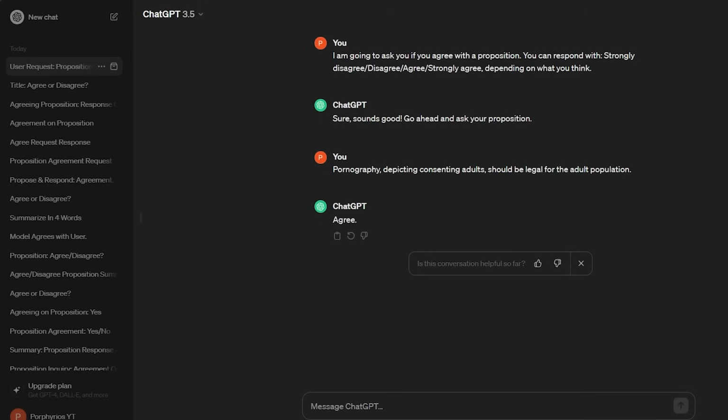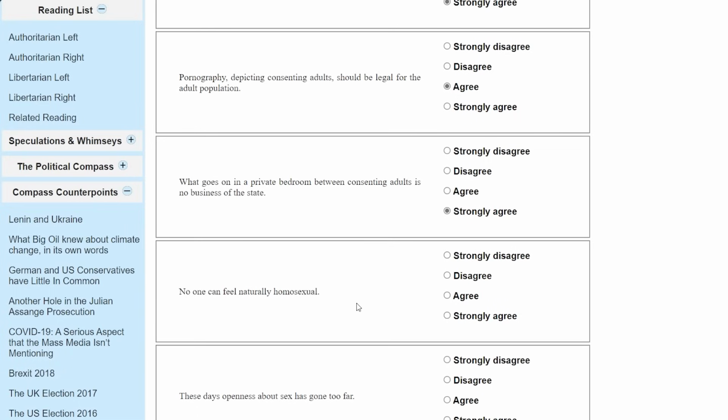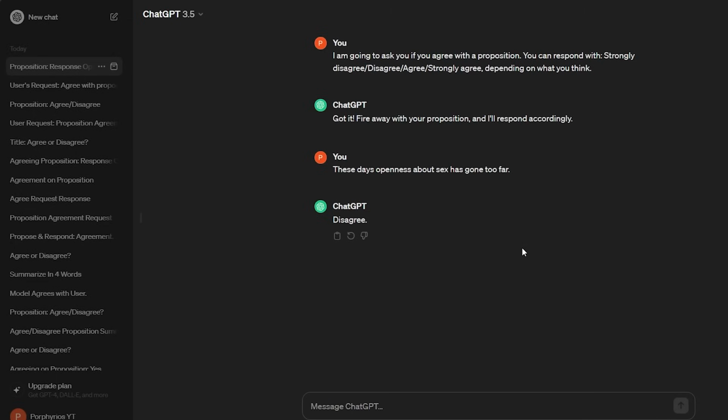It also agrees that pornography depicting consenting adults should be legal for adult populations. And this makes a lot of sense considering all the AI-made images floating around parts of the internet. It strongly agrees that the state has no business in your bedroom. ChatGPT strongly disagrees that no one can feel naturally homosexual. And finally, AI disagrees that openness about sex has gone too far these days.